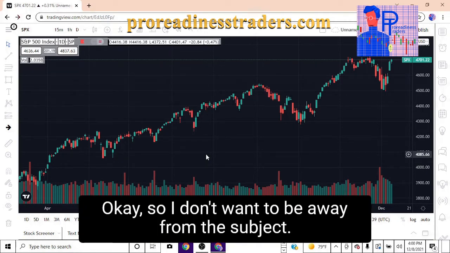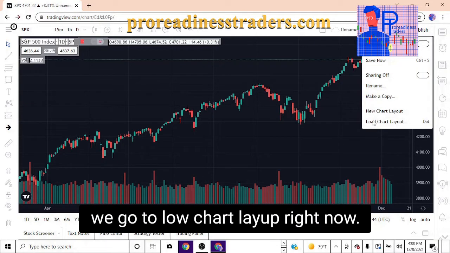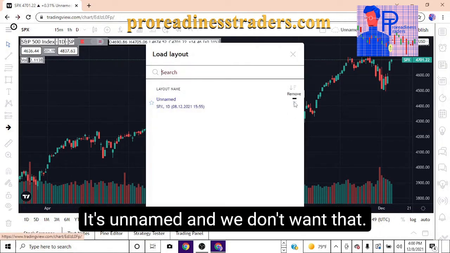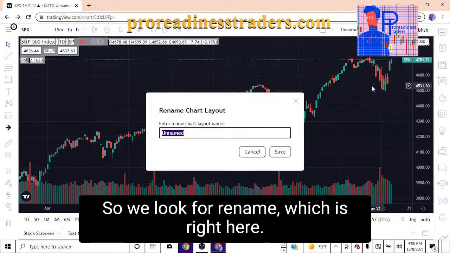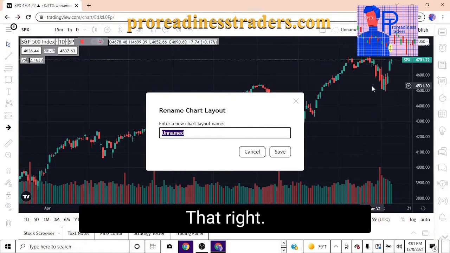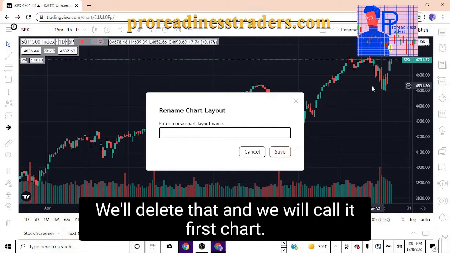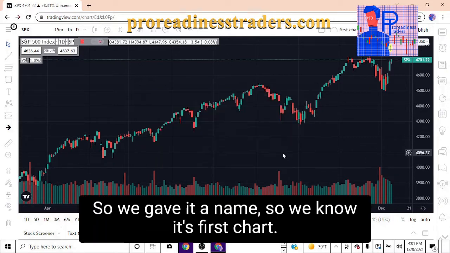Okay, so I don't want to veer away from the subject. We're going to name this first chart. So we go to load chart layout. Right now it's unnamed, and we don't want that. What we want to do is rename it. So we look for rename, which is right here. We're going to delete that, and we will call it first chart. Okay, so we gave it a name, so we know it's first chart.